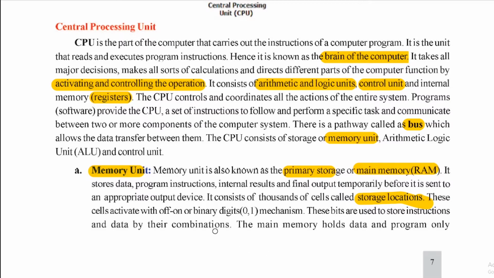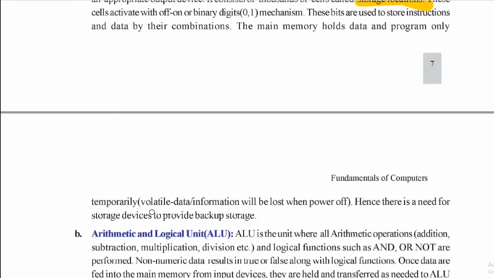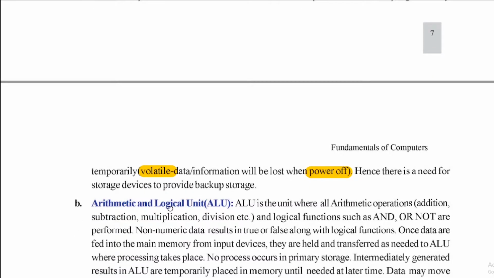The main memory holds the data and programs only temporarily. That's why it's called volatile memory. Volatile means it retains data and information as long as the power supply is on. Once the power supply goes off, it loses the content. Non-volatile means it retains data even when the power supply goes off, like a secondary storage device.